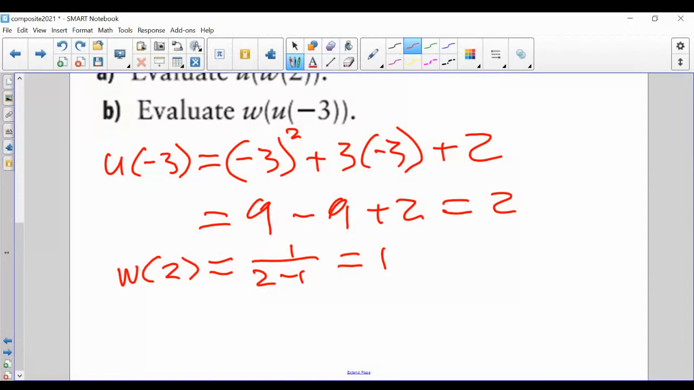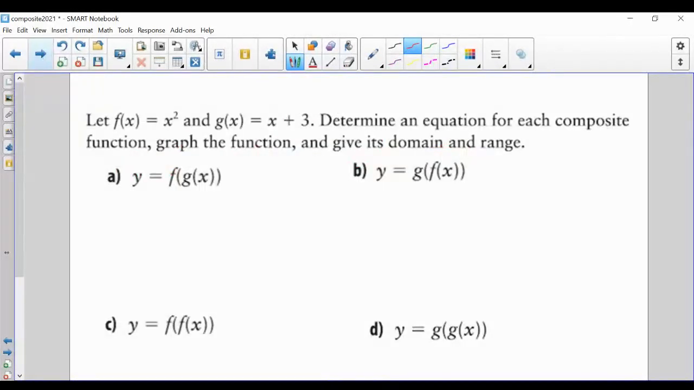All right? Okay. Now let's see if we can come up with equations now. Can we actually take one equation and sort of put it into a second equation? So if one equation is f of x equals x squared, and the other equation is g of x equals x plus 3, determine an equation for each composite function and then graph the function and give its domain and range. So let's do that.